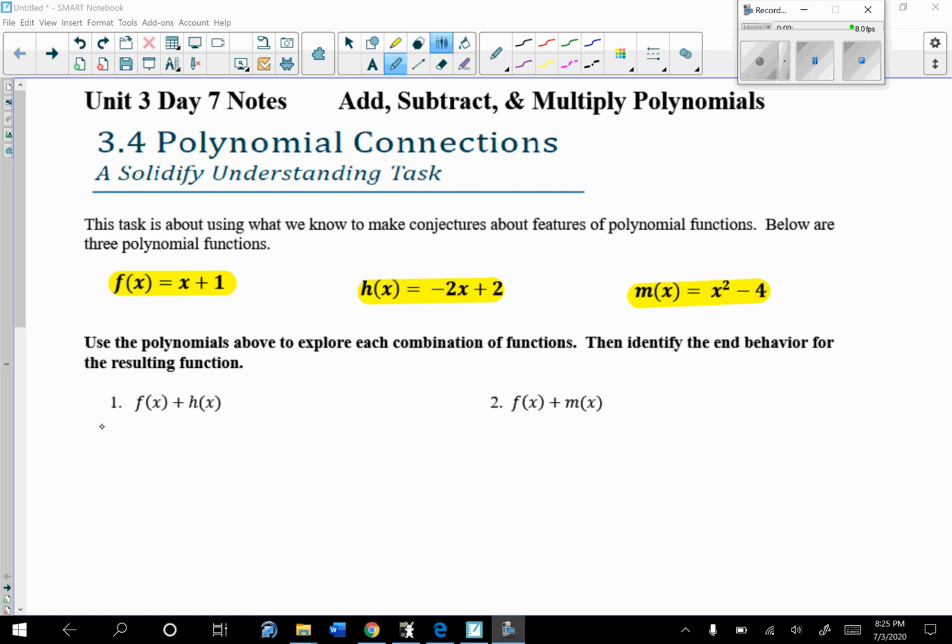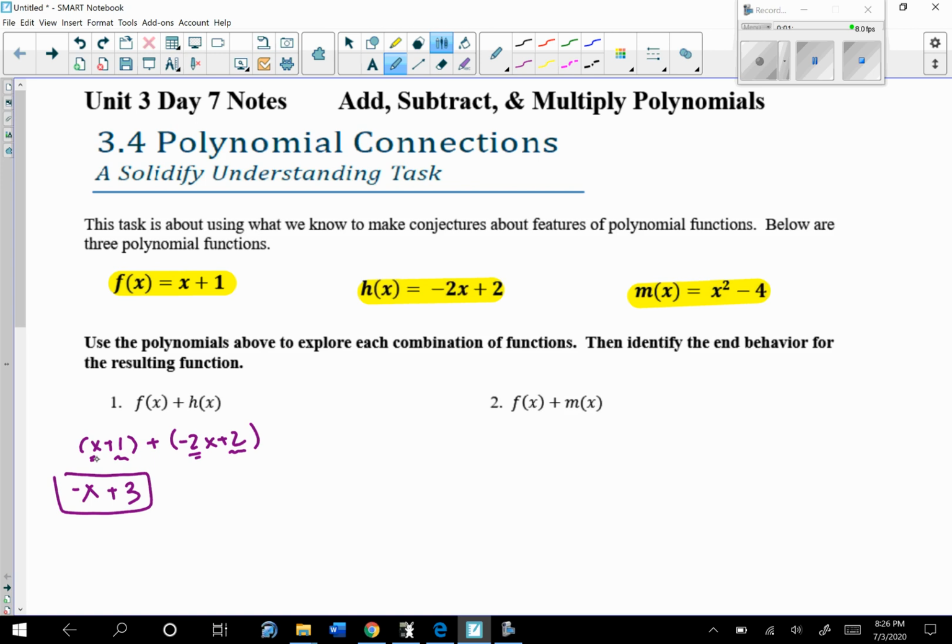These are two linear functions. So if I add these together, I have x plus 1 plus h of x, which is negative 2x plus 2. Because this is a plus sign, I can just drop the parentheses and add like terms. The x's are, of course, like terms. So x minus 2x gives me negative x. And then the constants are like terms, so that's plus 3. So negative x plus 3, which of course is linear.